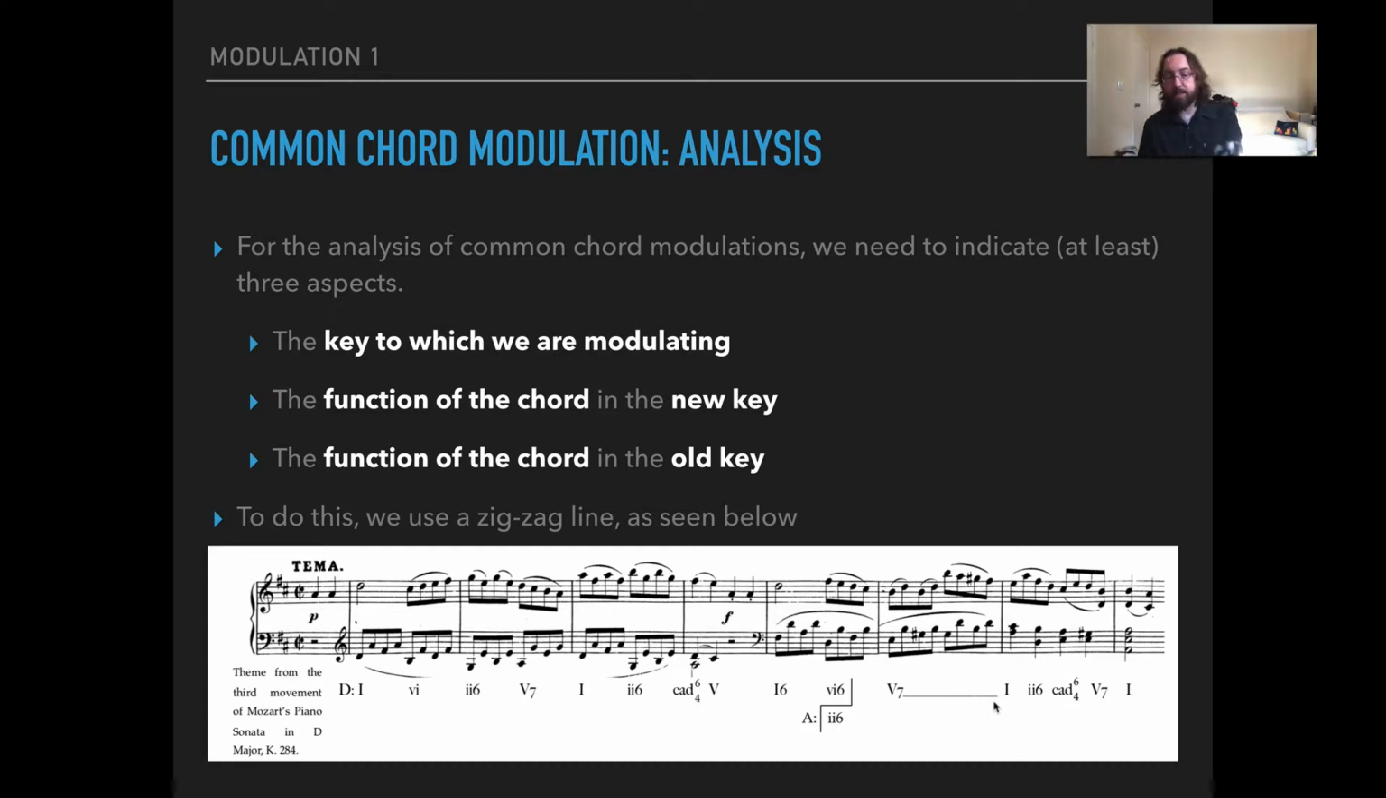Now from the beginning, to go through the Roman numerals, we've got 1, 6-6, 5-7, 1, 2-6, cadential 6-4, 5, and 1. Here's our pivot chord, 6-6 in D major, and 2-6 in A major. Then our dominant in the new key, 5-7. Then 1, 2-6, cadential 6-4, 5-7, and then our nice perfect authentic cadence on 1.